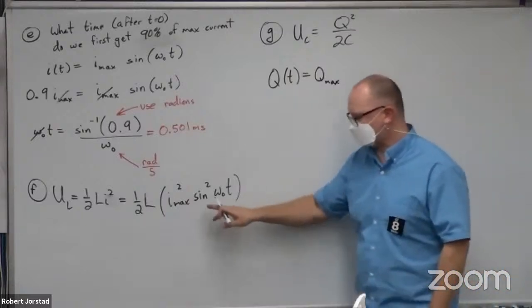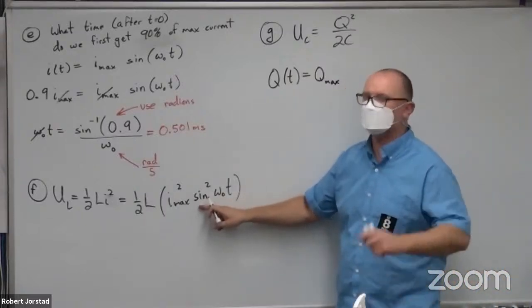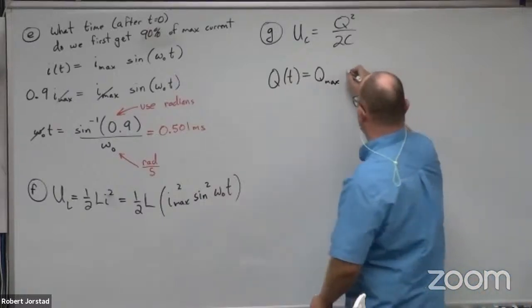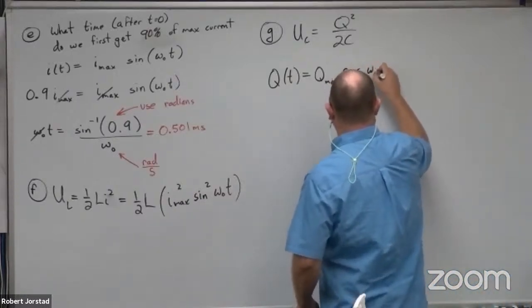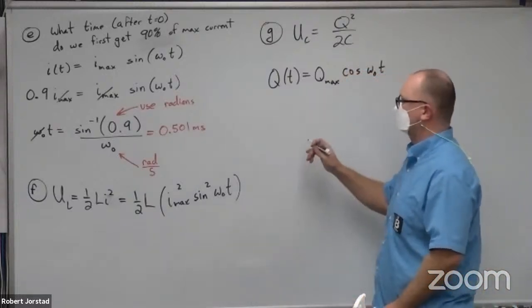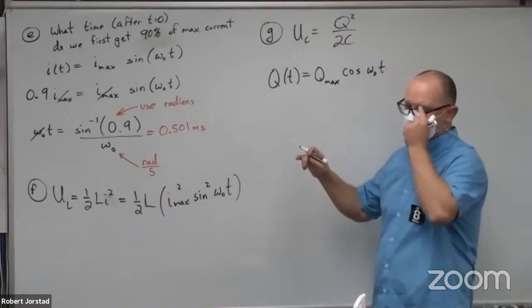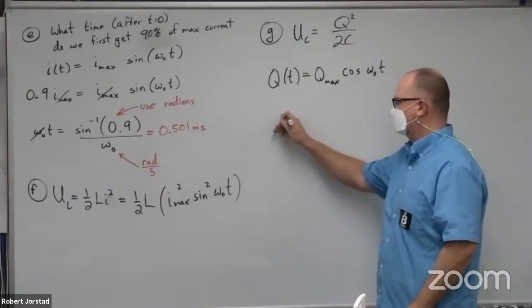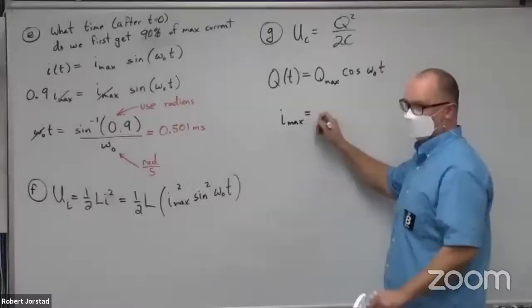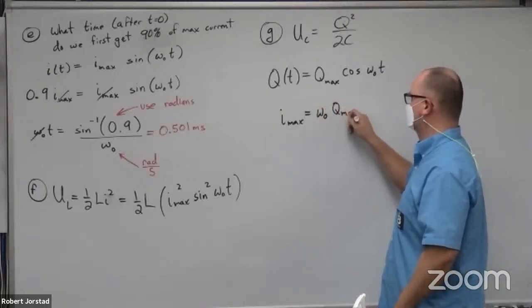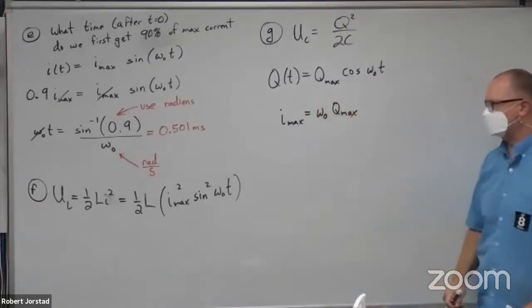Well, if the current starts as a sine, and you know there's a derivative or integral, that tells you this one must be a cosine. But how do I relate Q max to I max? Do you remember the equation? Differentiated. It's the one I screwed up earlier, right?